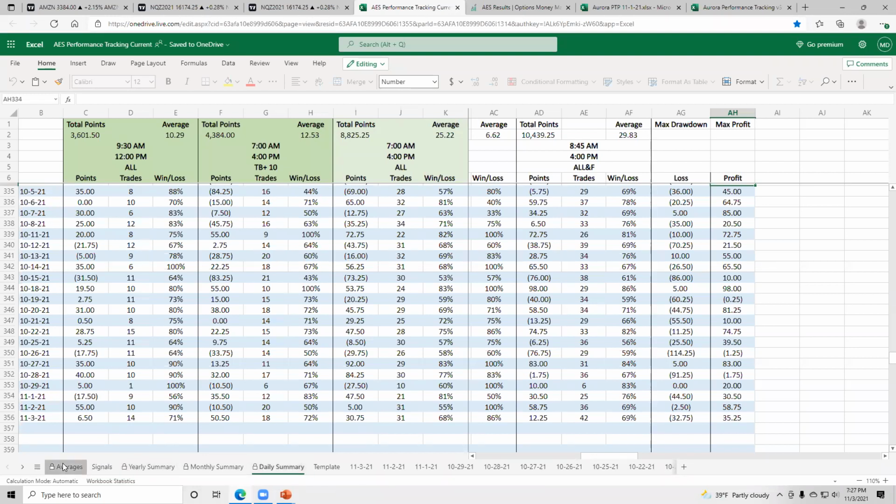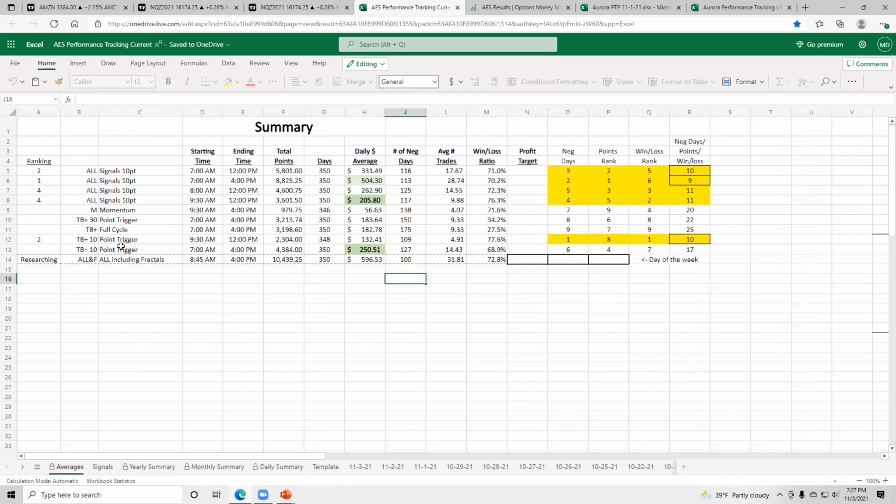Let's just see what fractals have done the last couple of weeks. So we're going to change that to fractals. We're going to just look at 8:45 to 4. Overall, for the 322 trading days we have, fractals are averaging $220 a day per contract with about a 77% win rate. That doesn't sound too bad.